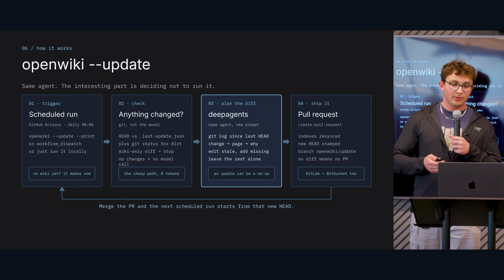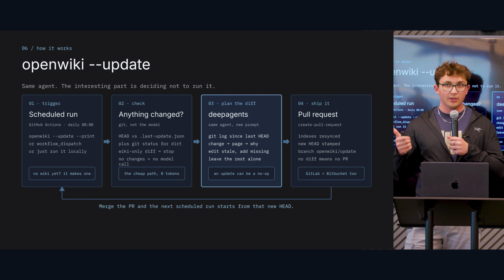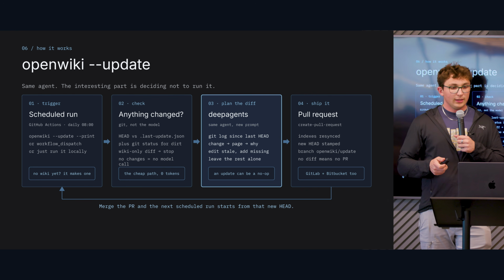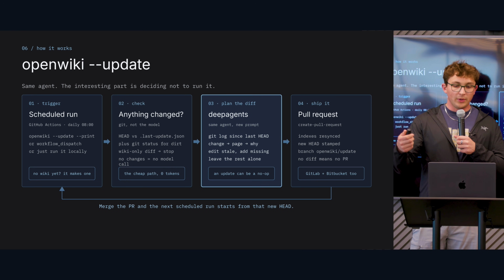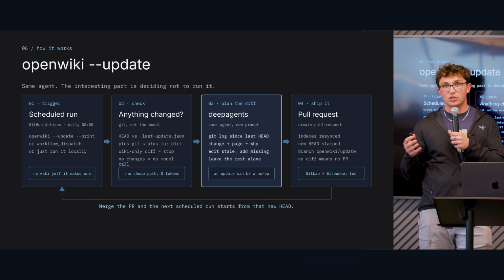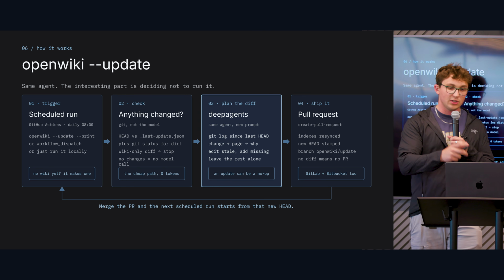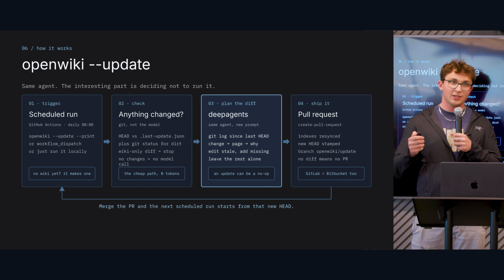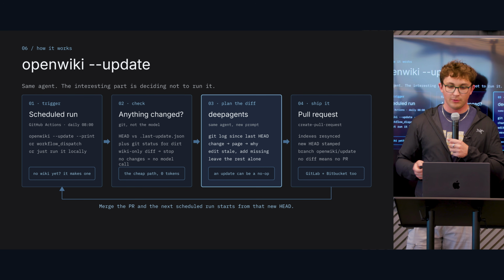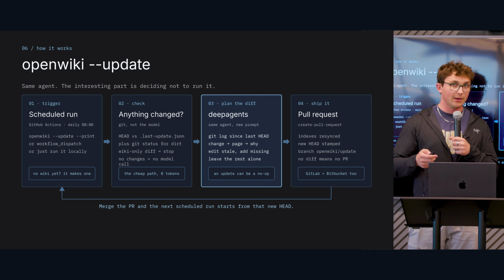The next is update. This is very similar. So you have the scheduled run that we run in the GitHub action, which OpenWiki init will write for you. This will run OpenWiki update. The first thing it does is it looks at the Git history. So if there haven't been any changes since it last ran, and we track these changes in this last update.json file, then we don't run OpenWiki, right? If you haven't made any changes, we don't need to update the repo. If there are changes, then we run the agent.